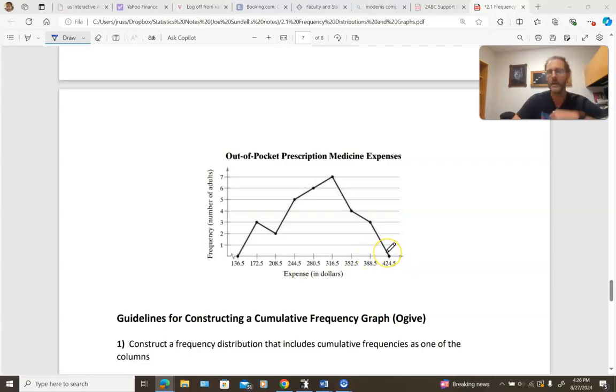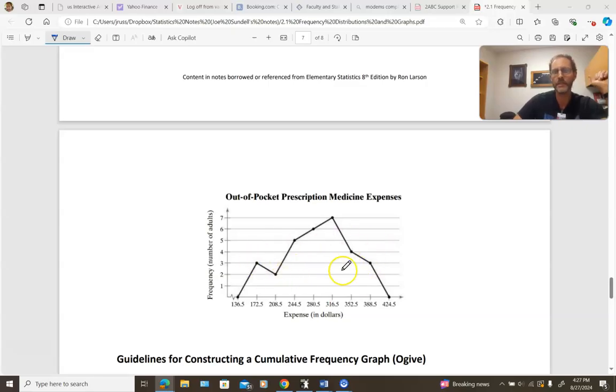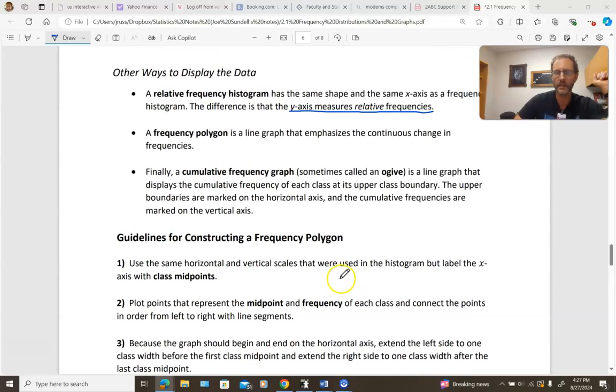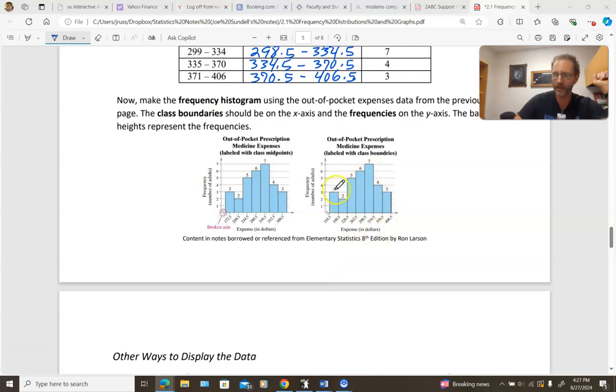would put us at 424.5. Okay, so the thing with a frequency polygon is that you put a point that corresponds to the midpoint of the class, but also the actual frequency of that class. And then you go one class width below and one class width above, and that's where it actually rises and then falls back on the x-axis. But looking at this, it really has the same shape as this one over here.